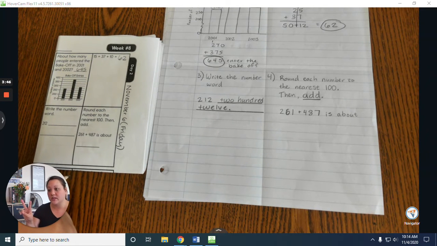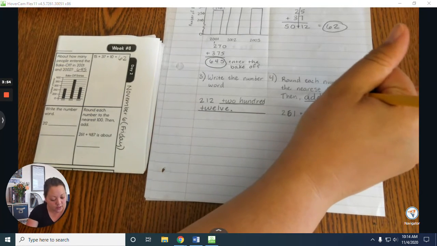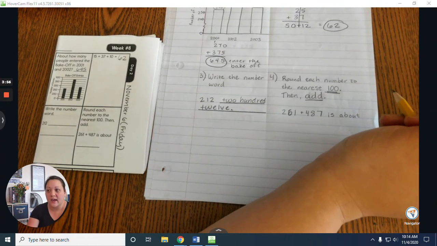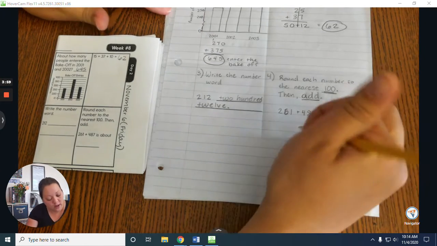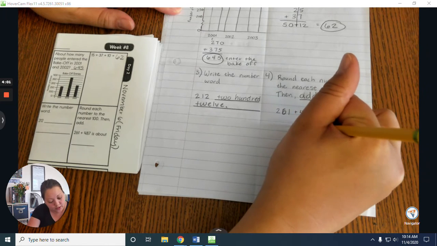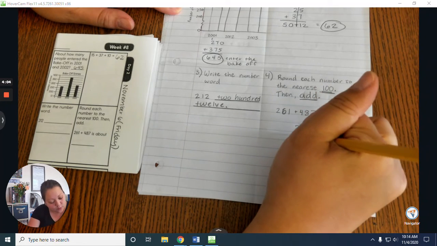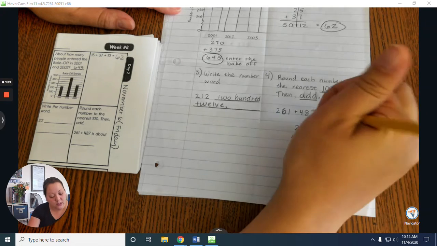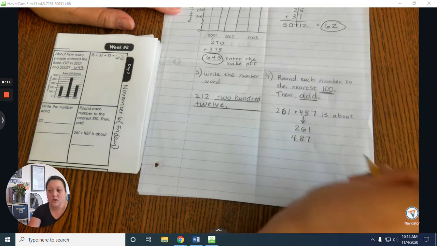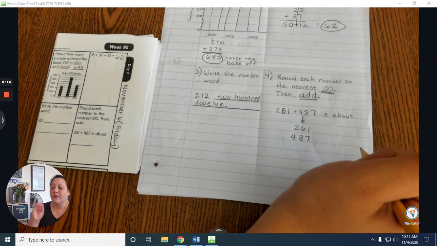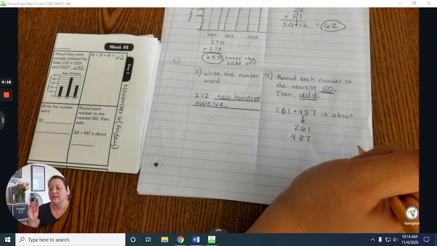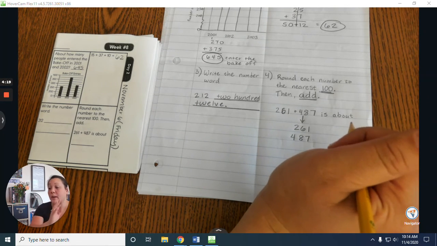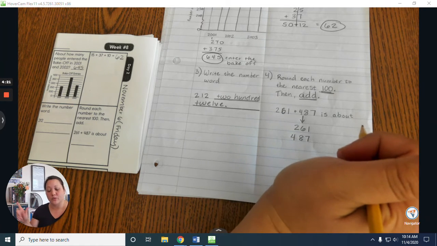Now the next one is a two-step, okay? We have to read the directions. That is really important. Round each number to the nearest 100 and then add, okay? Again, sequential things. So I'm going to write this right here. I'm going to write 261 and then 487. Hopefully, you know that if we are rounding to the nearest 100, we are looking at the tens column right there. So 5 and above, give it a shove. That means if it's 5 and above, you round up. 4 and below, leave it alone, which means you round down.